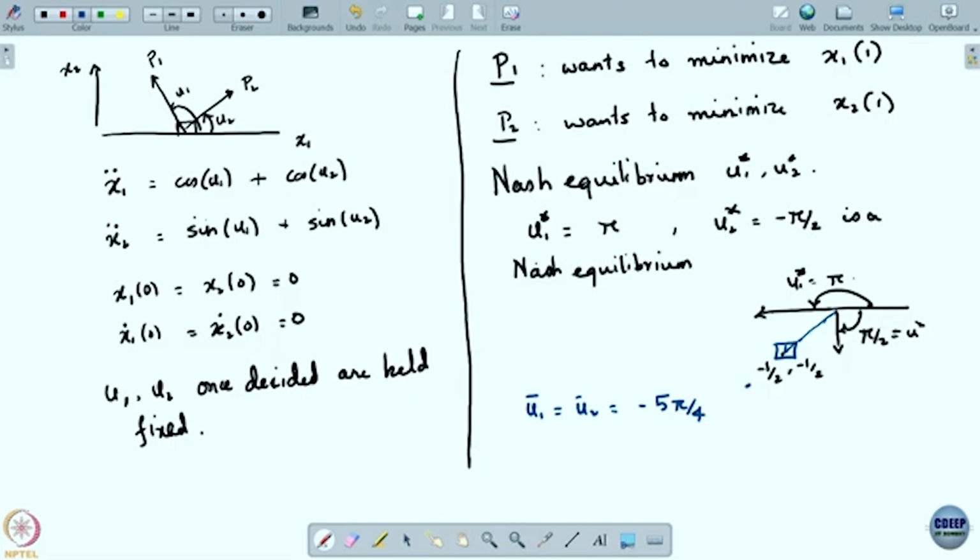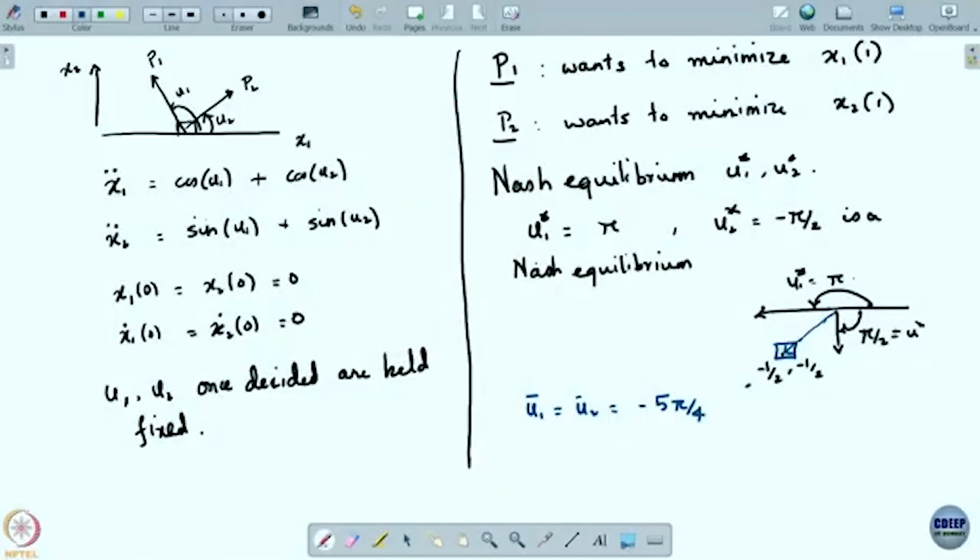But because this is a non-cooperative situation, each player is optimizing his own payoff, assuming the other's payoff as fixed. So player 1 cannot guarantee that the other player is also going to play along this particular direction. As a result, each player pulls along their own respective axis. Okay. So now you can convince yourself why pulling along minus 5 pi by 4 is not a Nash equilibrium.